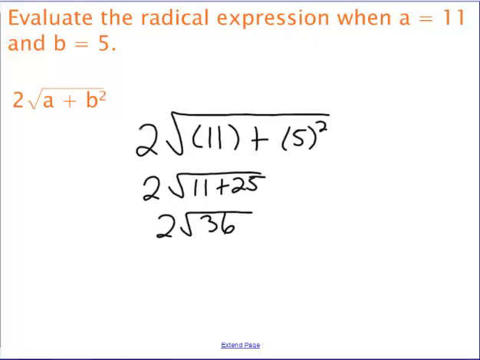And again, yes, 36 has 2 square roots, 6 or negative 6. But when we're evaluating, we can assume the positive and take 2 times 6, which gives us an answer of 12. Very quick review of square roots and how to work through them.